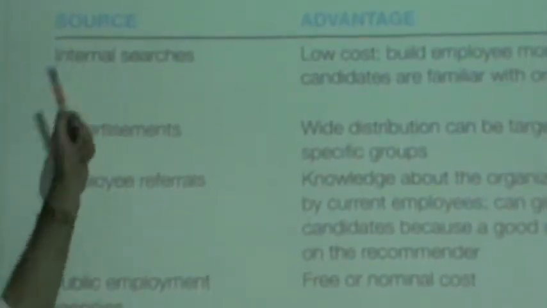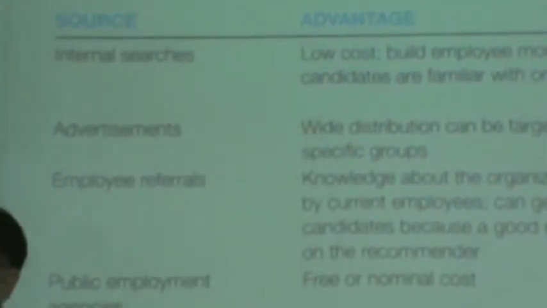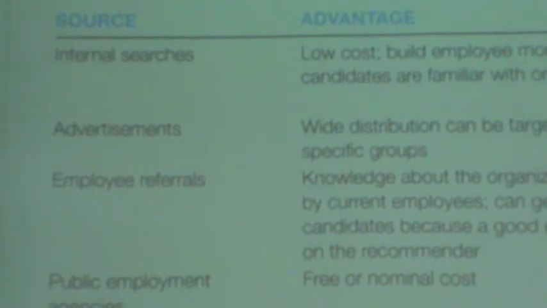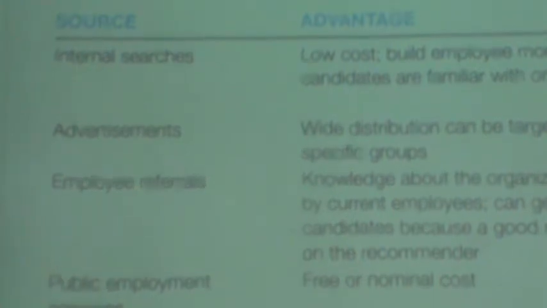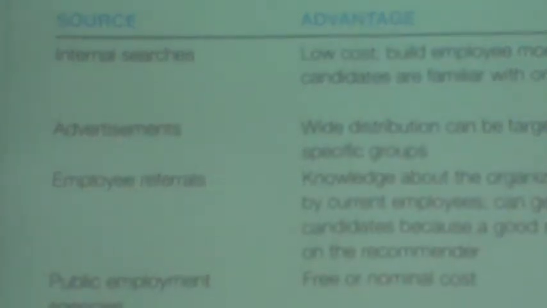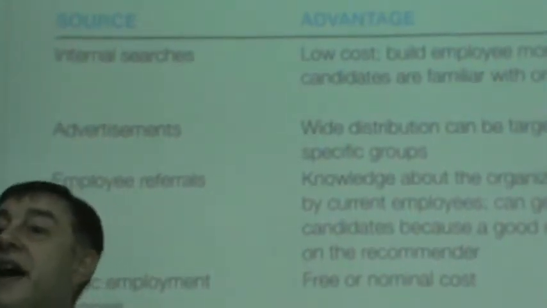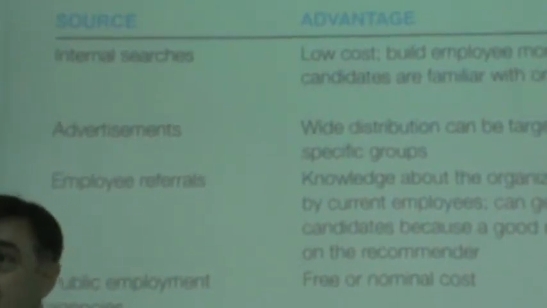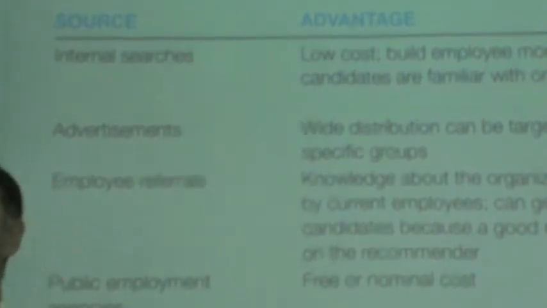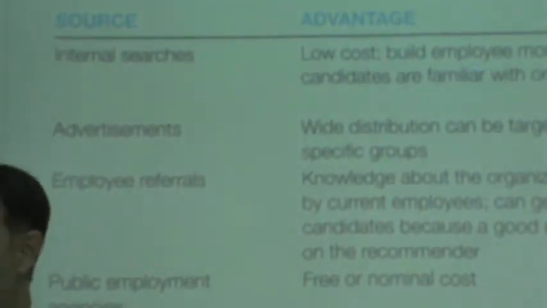Number one, internal search. Internal search is very simple. You look for someone already working for you, and you take them from one position and put them in another position. The most common example is a reception desk. You may have, let's say, five people. The chief for the reception leaves. You need to find someone to take the chief position at the reception. Maybe you hire a new receptionist.